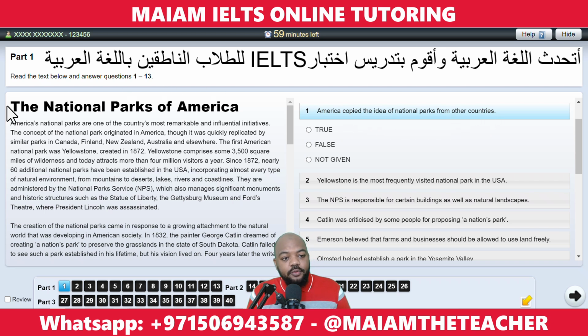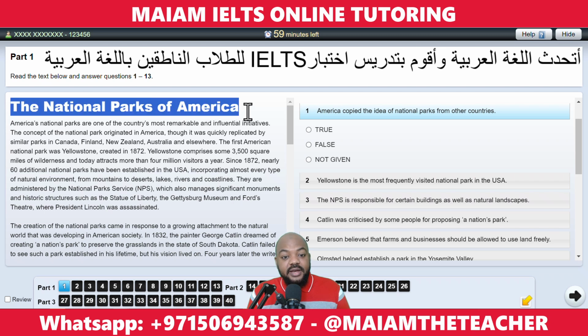So we start reading. The topic here, the title says the national parks of America. Okay. We try to keep our question in mind. They copied the idea of national parks from other countries. Try to keep that in mind, okay? So here the first one says America's national parks are one of the country's most remarkable and influential initiatives. That's cool. Nothing there. There's no marker there. It says here, the concept of the national park originated in America, though it was quickly replicated by similar parks in Canada, Finland, New Zealand, Australia, and elsewhere.